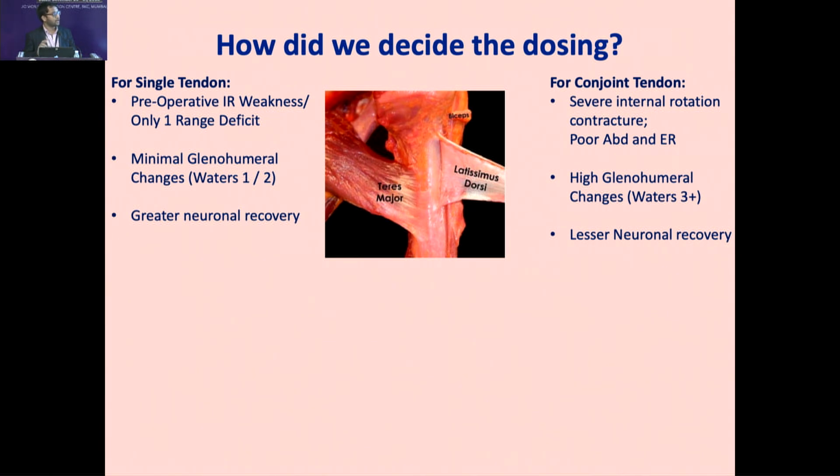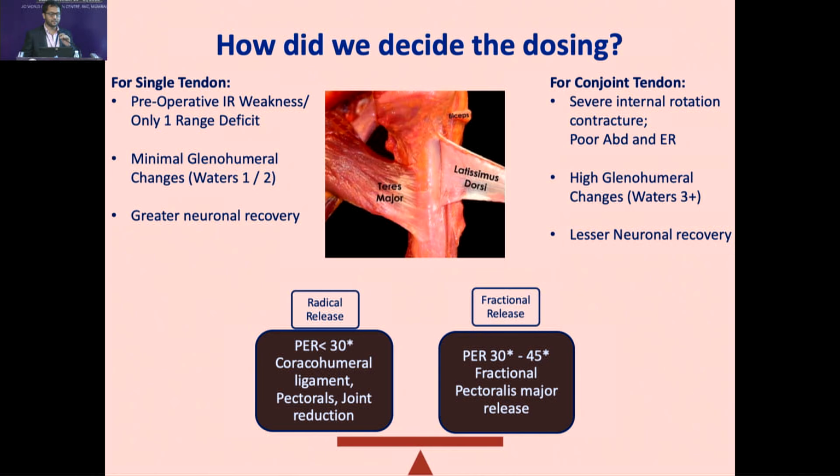We decided on doing a conjoint tendon transfer when there was severe internal rotation contractures, when there was poor abduction and external rotation range, which is both range deficits, and when there was radiologically a higher glenohumeral joint subluxation or dislocation, and when there was lesser neuronal recovery.